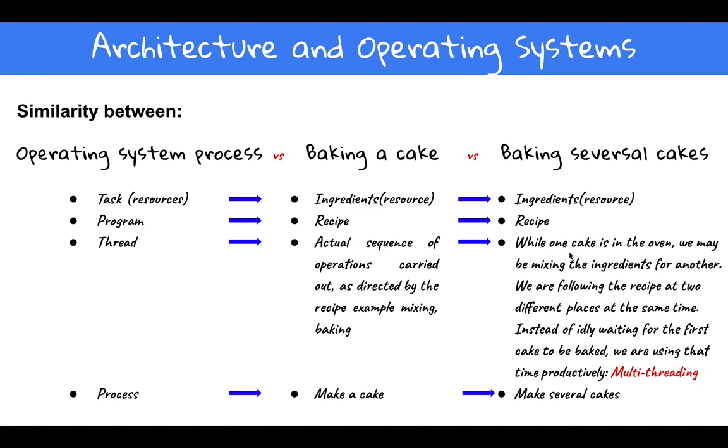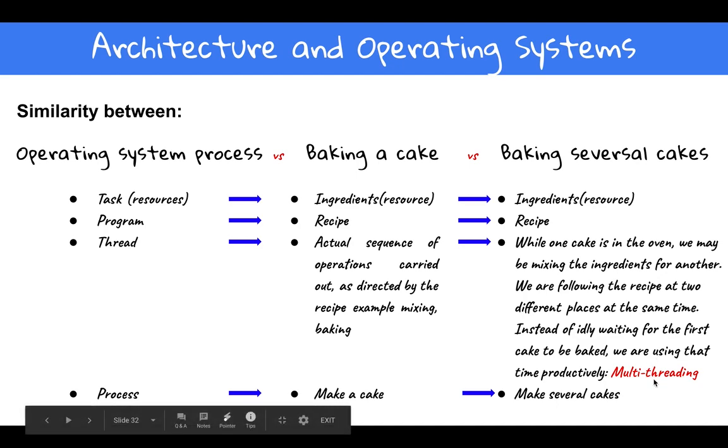But while one cake is in the oven, we may be mixing the ingredients of the other one. We shouldn't wait. Immediately when we finish the first one and put it in the oven, we can start making the next one. This, as you see, increases the efficiency of baking several cakes, and is multi-threading. We use multiple threads for that.